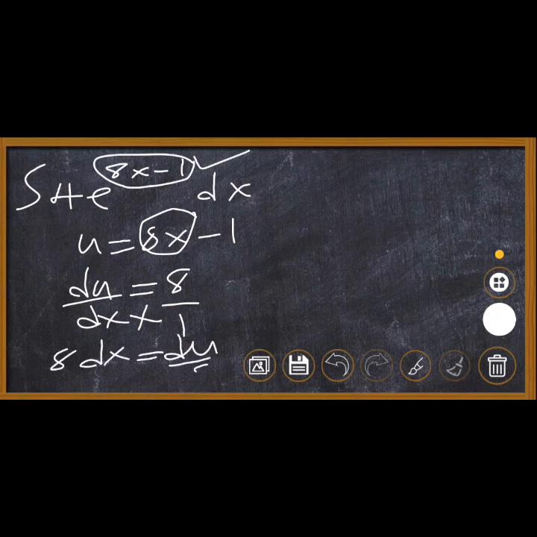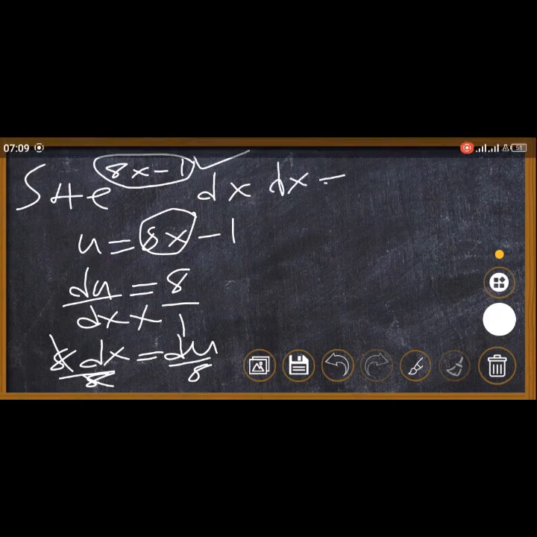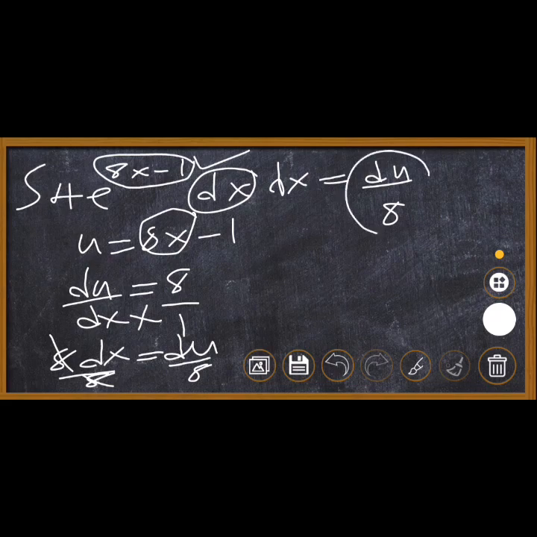Then we divide by 8 on both sides. We cancel this and that. So in this case, we are remaining with dx equals du over 8. So where there is dx here, we are going to replace it with du over 8, and where there is this algebraic expression here, we are going to replace it with u. So let's do that.